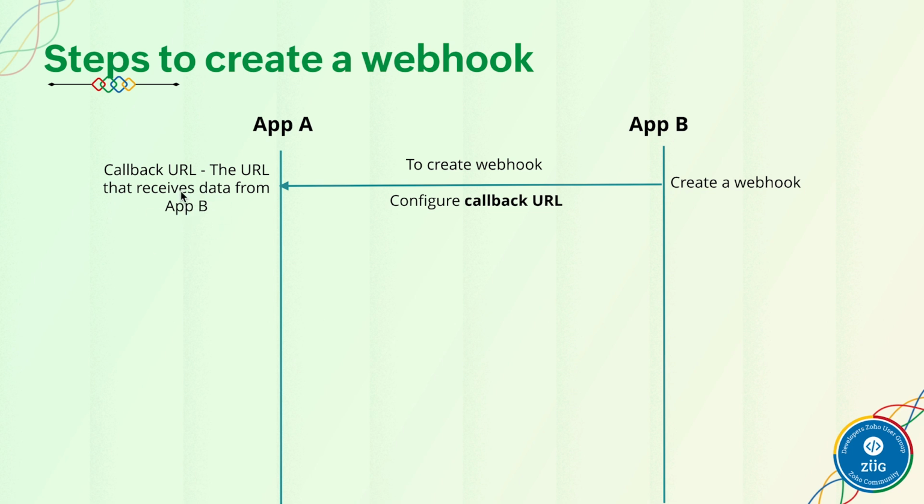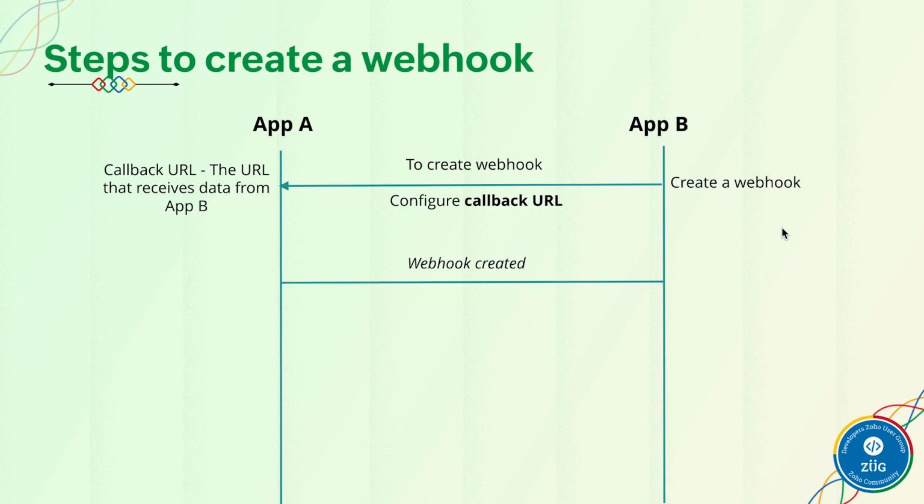So once you receive this callback URL from application A, that callback URL has to be configured while you're creating the webhook. The creation of the webhook will require you to configure the event on occurrence of which this webhook needs to be triggered, and the callback URL, which is going to be the point in application A to which this real-time data will be sent when the event occurs in App B. Once you define and configure these two things as part of your webhook creation, the webhook will be successfully created. So that's the first step.